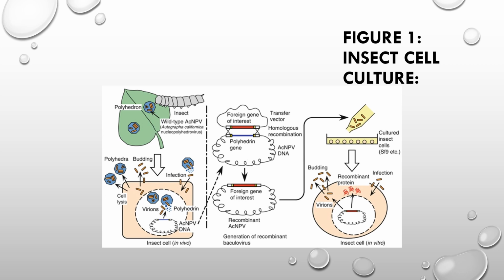This is a good picture regarding the insect cell culture. You can see at the top left, going down, you have viral particles that are infecting the host cell, which then goes to transfer vector and homologous recombination, which then can be taken out and presented into a new insect cell for recombinant protein production.